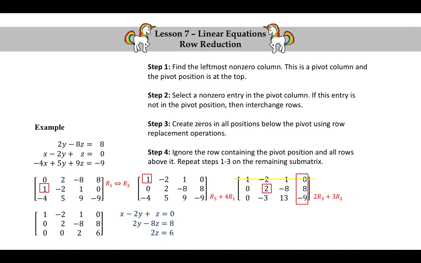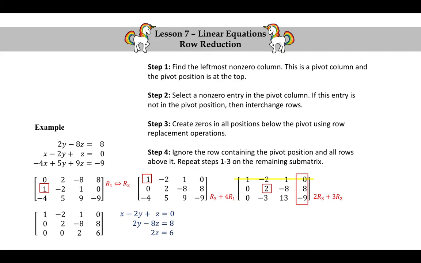The corresponding system of equations for this matrix is x minus 2y plus z equals 0, 2y minus 8z equals 8, 2z equals 6. We now have 2 options here. We could continue to reduce this matrix to reduced row echelon form. For that, we'll need a 5th step, and I'm going to show you how to do that a little later. But first, let's go ahead and solve this the other way using back substitution.